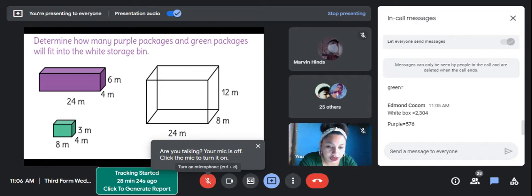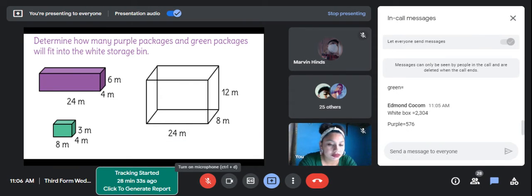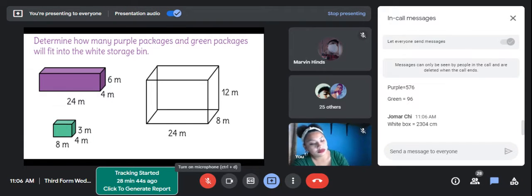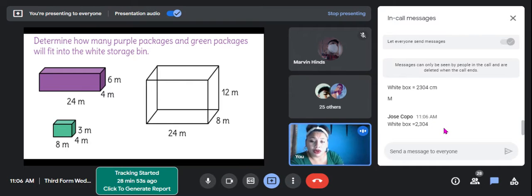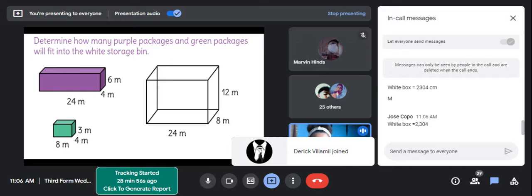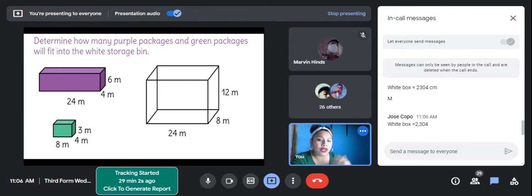I see one answer in the chat. Okay, so I see Edmund has it. All of you should be working with it, guys. It's easy. Put it in your calculator. 12 times 8 times 24. Put your answer. 6 times 4 times 24. Put your answer. 8 times 4 times 3 and you put your answer. That's what you should be doing. Everybody should be doing it in your calculators.